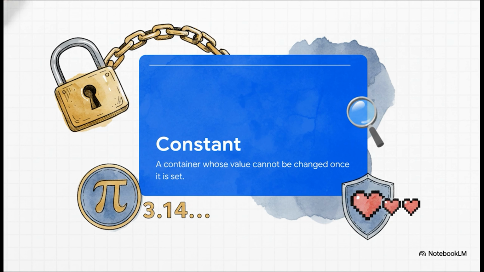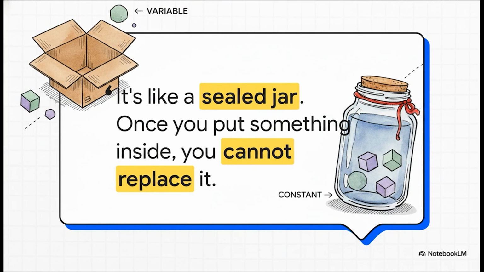You don't want those values accidentally changing, so you make them constants. This is the absolute best way to remember the difference. A variable is that storage box you can open and close all day long. A constant, it's like a jar that you put something in and then you seal it shut. You can look at what's inside, you can use what's inside, but you are never, ever changing it.